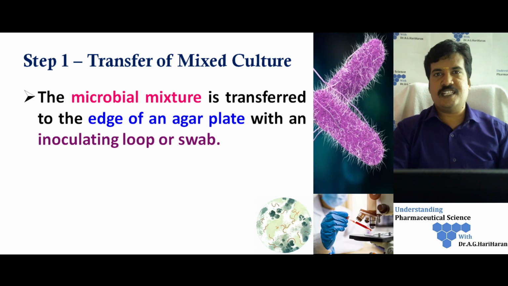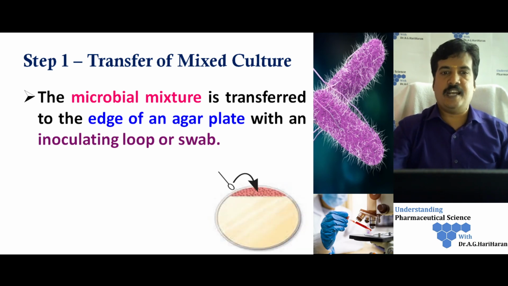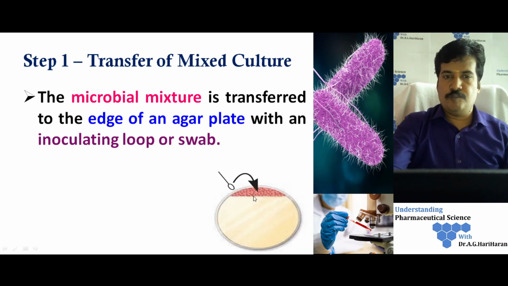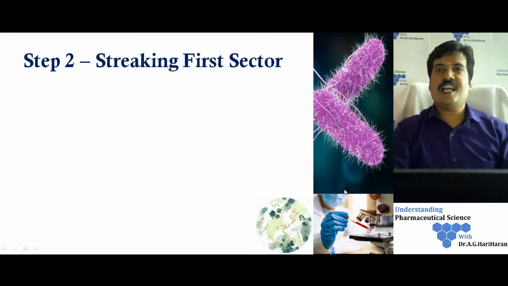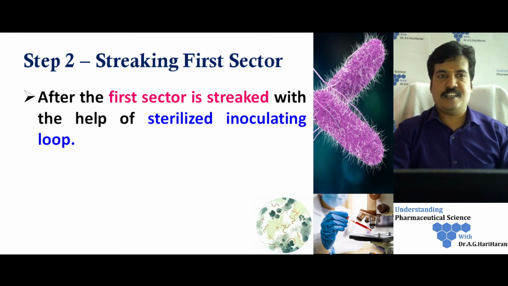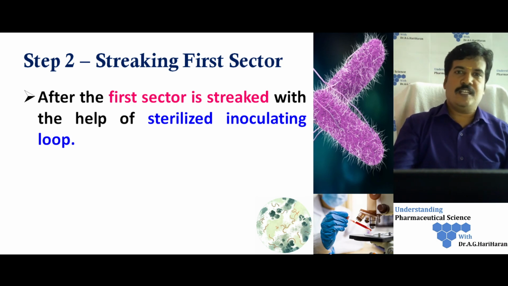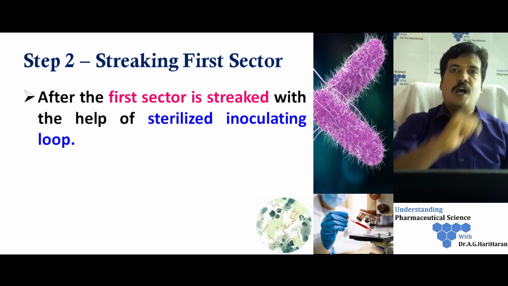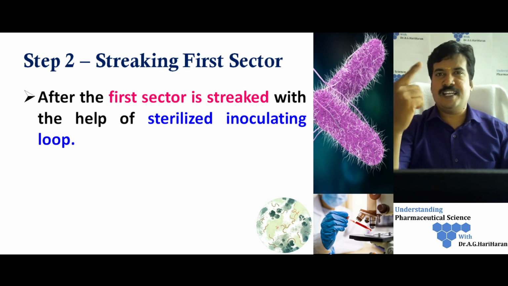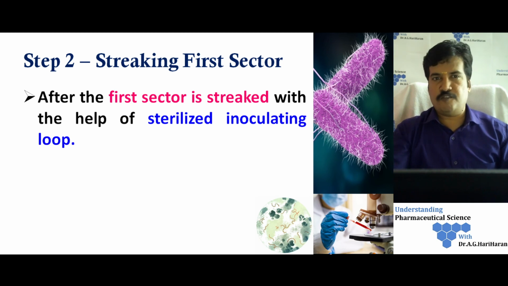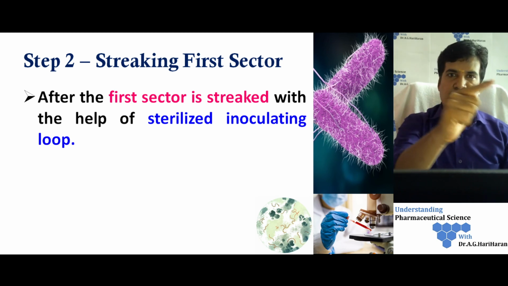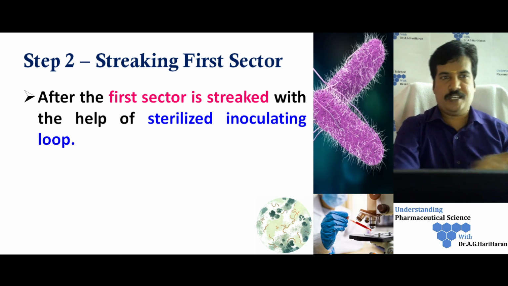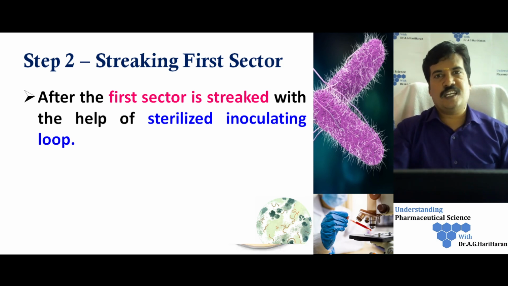This mixed culture is added to the first sector at a particular location. We take the culture with the help of an inoculating loop or a swab, and add a small amount of the culture. The second step is streaking in the first sector. With the help of a sterilized inoculating loop, sterilized by holding it in the outer blue flame of the Bunsen burner until it gets red hot, then allowing it to cool for 10 to 15 seconds, you touch the mixed culture and make a streak. This is called streaking of the first sector.